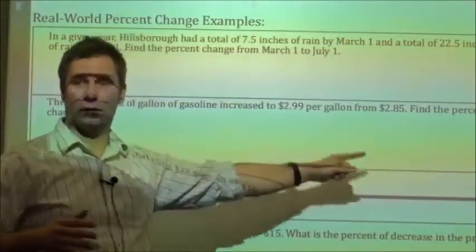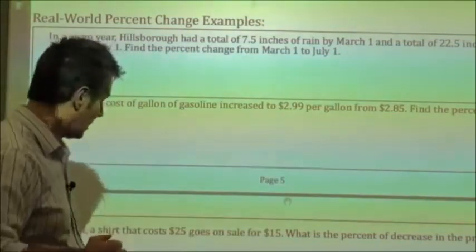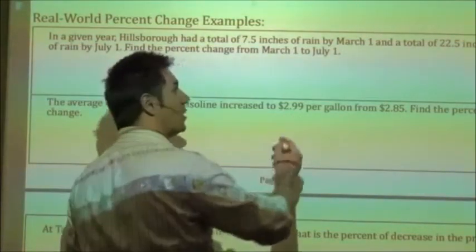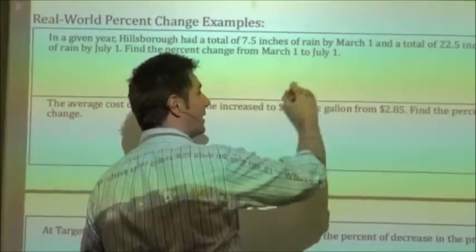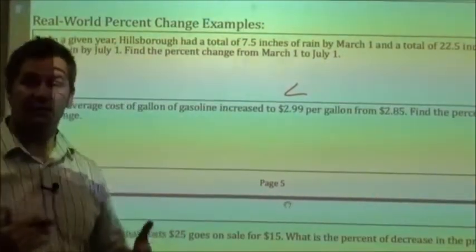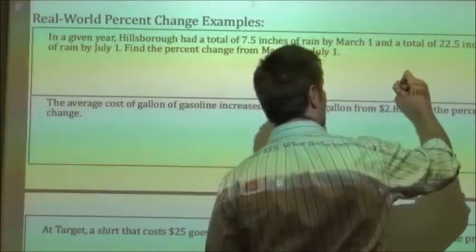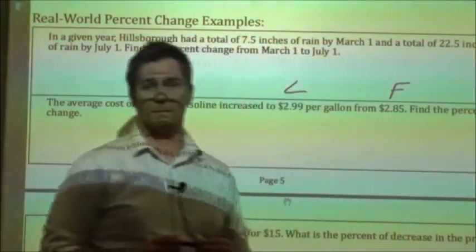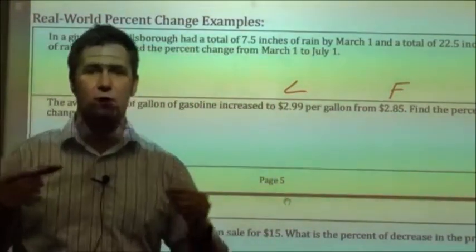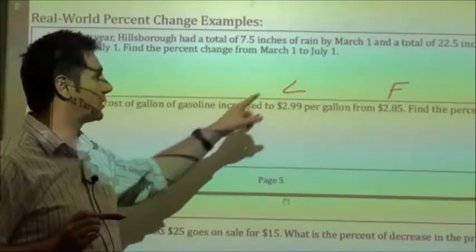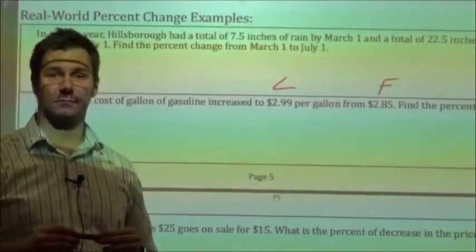Which one is first and which one is last is actually determined chronologically, not by what's written here. Because, as you can see, it increased to $2.99. So our final price was $2.99. That's my last number, despite being written first. And my first number is $2.85. That's when you have to be very careful to make sure that you have the correct last and first numbers.